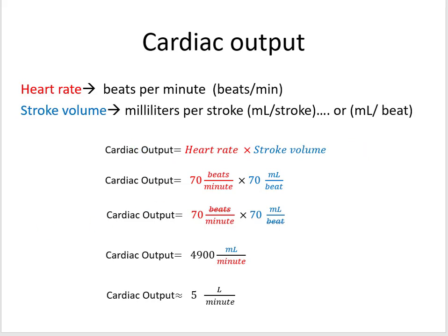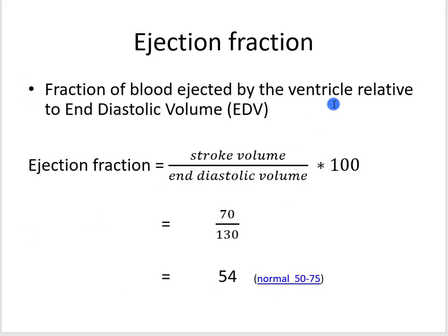All right. Another term here is ejection fraction. Ejection fraction sounds like a whole different concept, but really it's very, very similar. Here's the definition: ejection fraction is the fraction, you know what fractions are, of blood ejected by the ventricle relative to end diastolic volume.